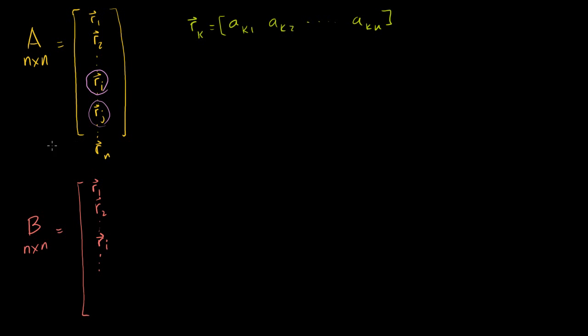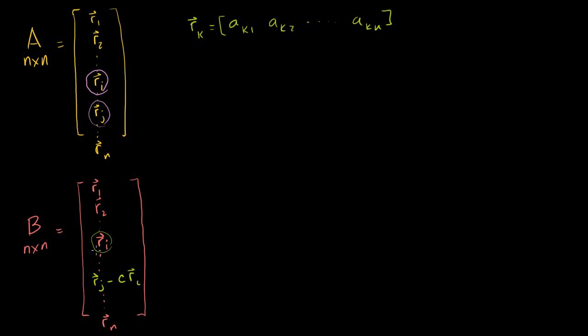I'm replacing Rj with Rj minus a scalar multiple of Ri, minus C times Ri. I've replaced Rj with that. This is equivalent to the row operations we did in Gaussian elimination, or when we put things in reduced row echelon form. Everything else in this matrix is the same as A, all the way down to Rn. This is our matrix B.